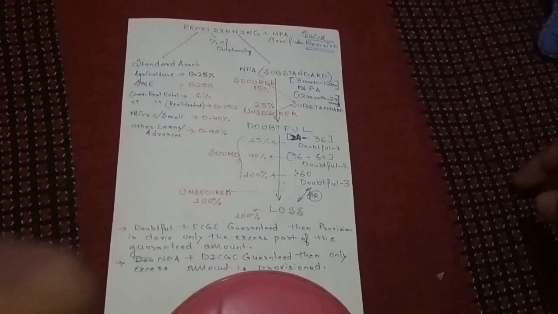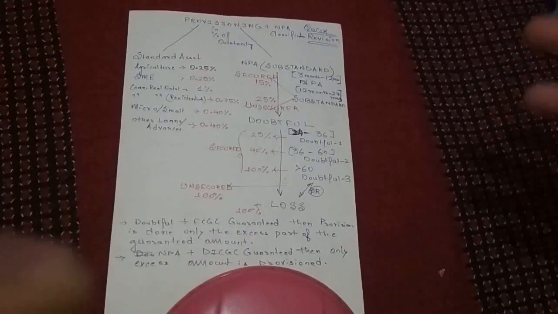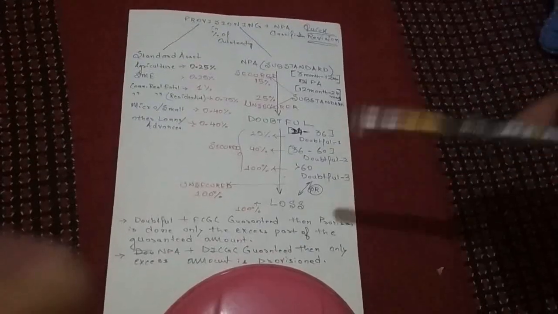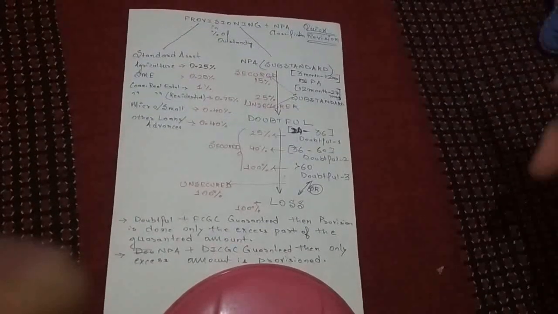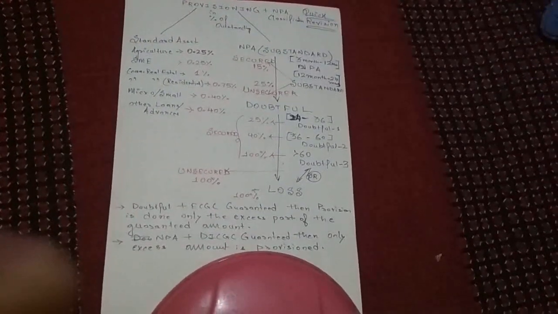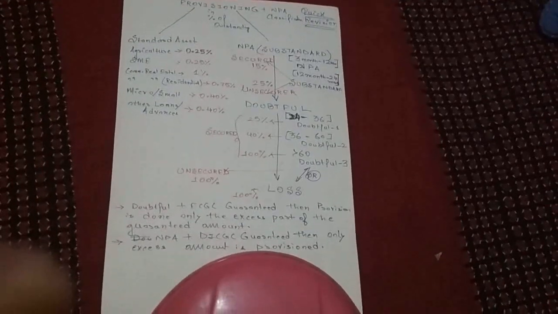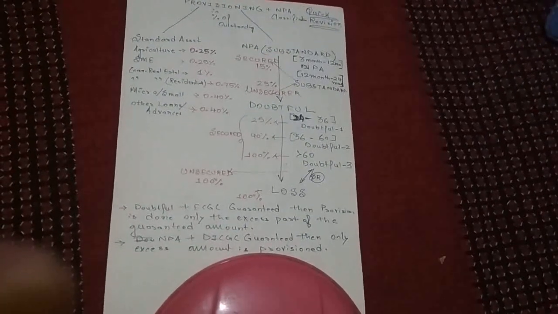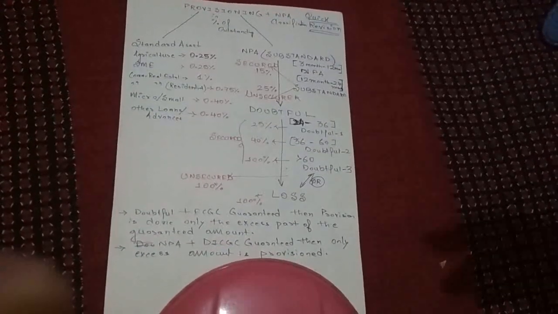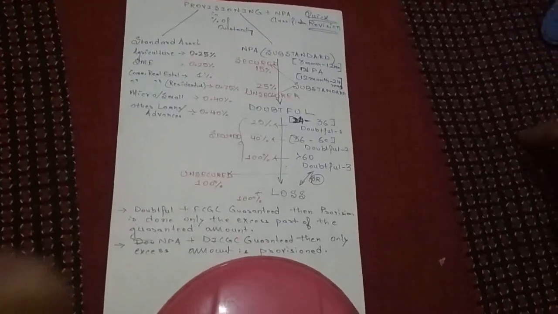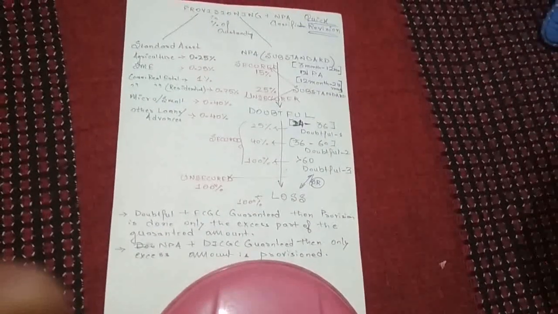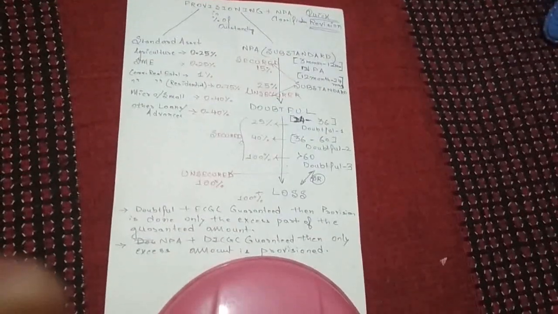Now for provisioning, even some of the standard assets have to be provisioned. Like in the case of agriculture, if someone has taken a loan, at the same time when the bank releases the loan, they have to set aside 0.25% of the amount of the loan they have given, so that it could be kept aside, and if some of the loans become bad, they can be treated with that set-aside amount. So it's a precaution that banks take, because banks are of the view that some loans might become bad.